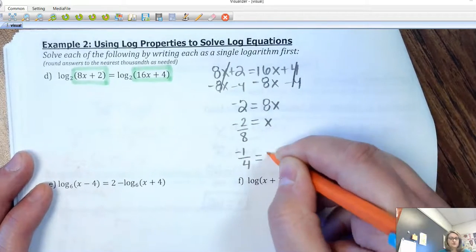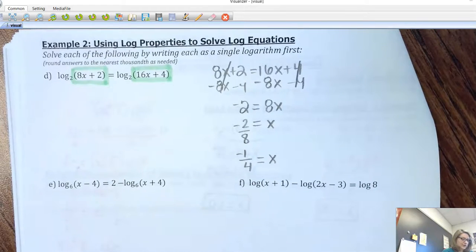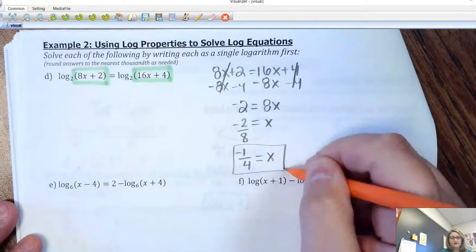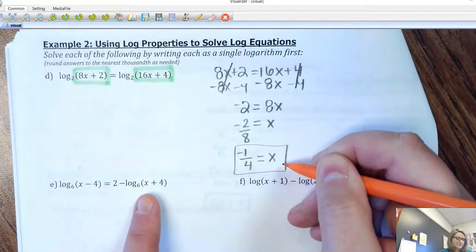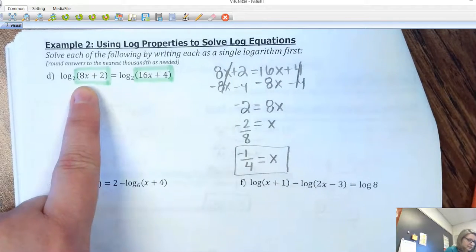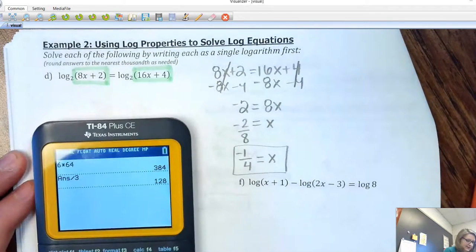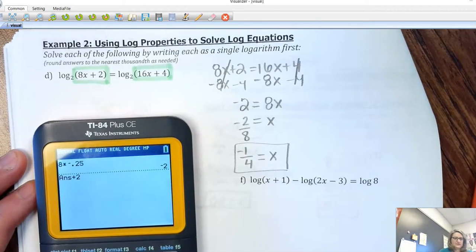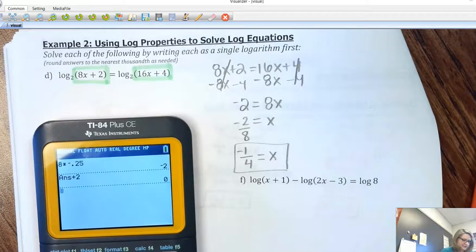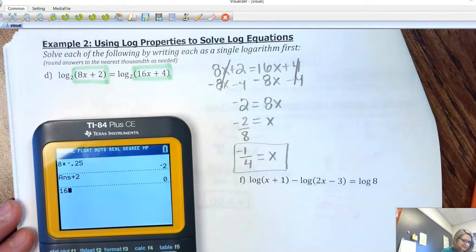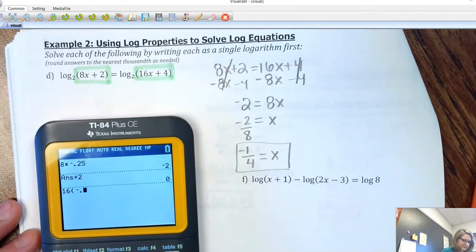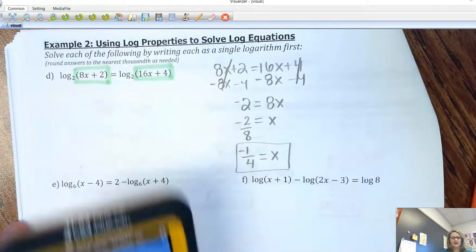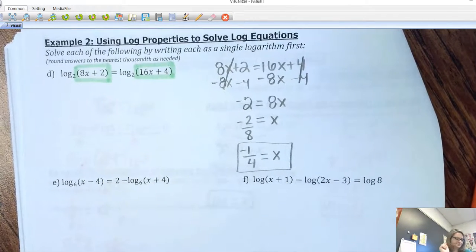And then I just want to do a quick spot check here. Make sure you are not taking the log of a negative number. Now, if I plug that back in here, if I do 8 times negative 0.25 plus 2, we're okay. We're not taking the log of a negative number. If I do 16 times that negative 1/4 and then plus 4, we're okay. We're not taking the log of a negative number. So we got negative 1/4 there.